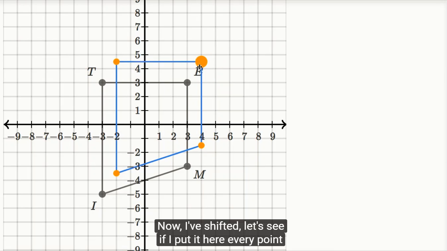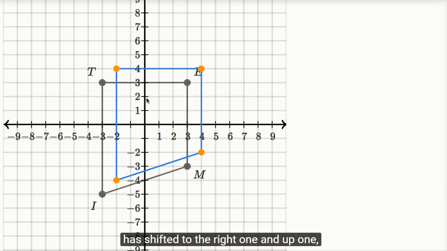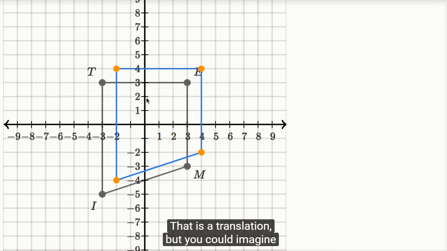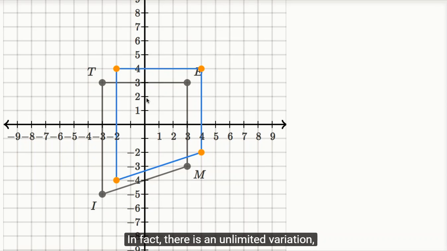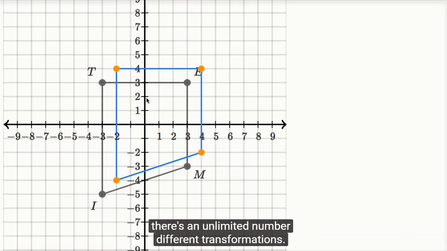Now, if I put it here, every point has shifted to the right one and up one. They've all shifted by the same amount in the same direction. That is a translation, but you can imagine a translation is not the only kind of transformation. In fact, there's an unlimited variation. There's an unlimited number of different transformations.